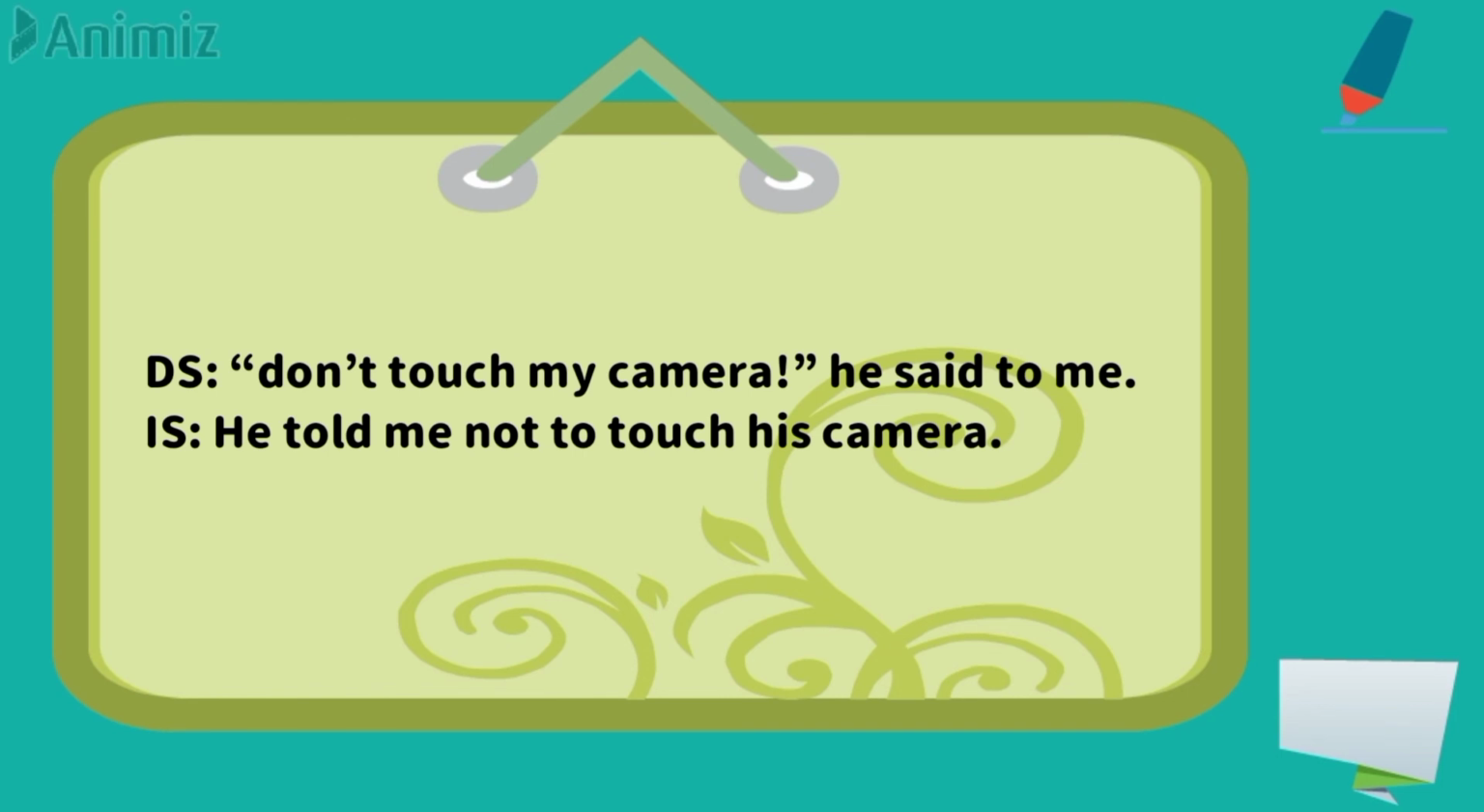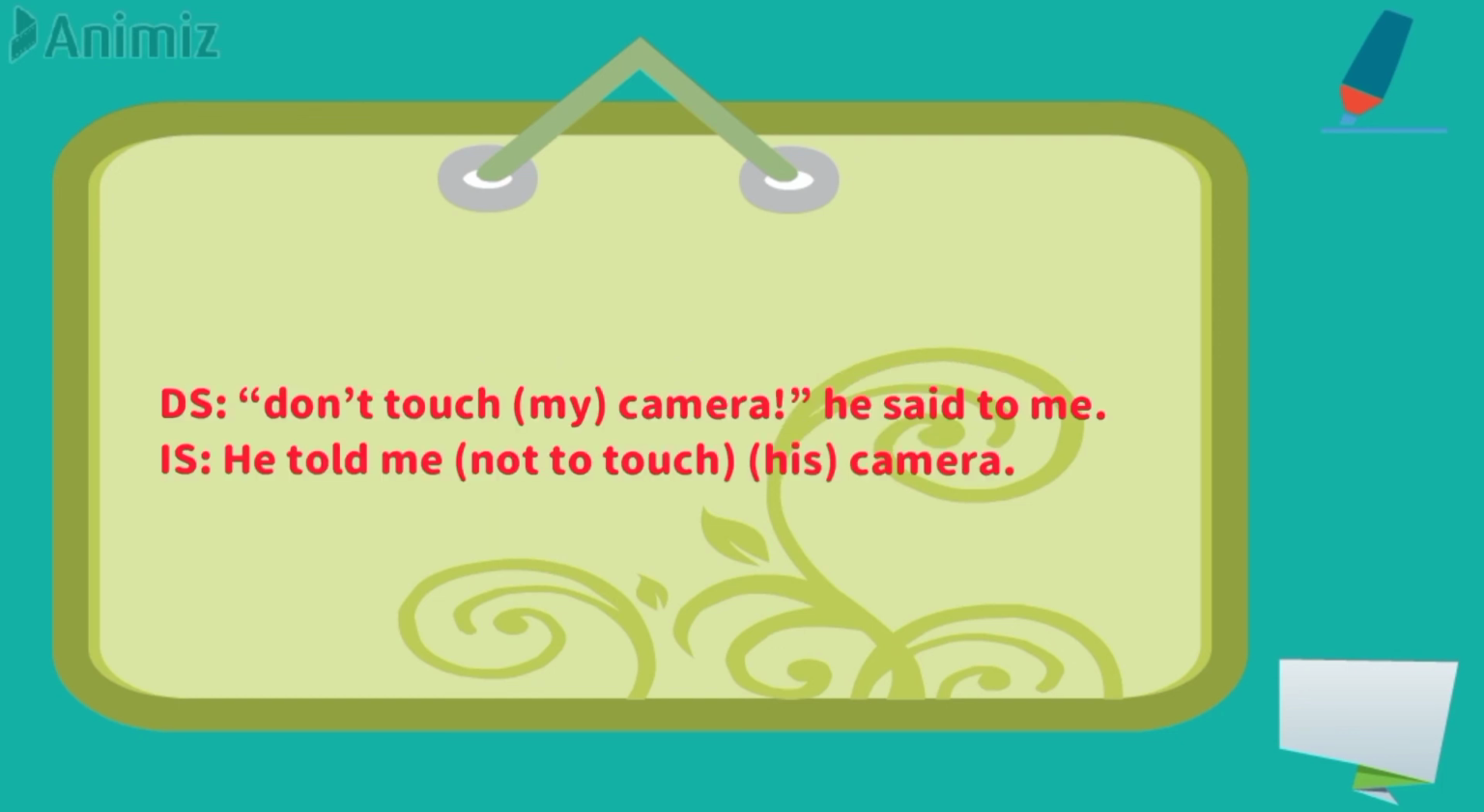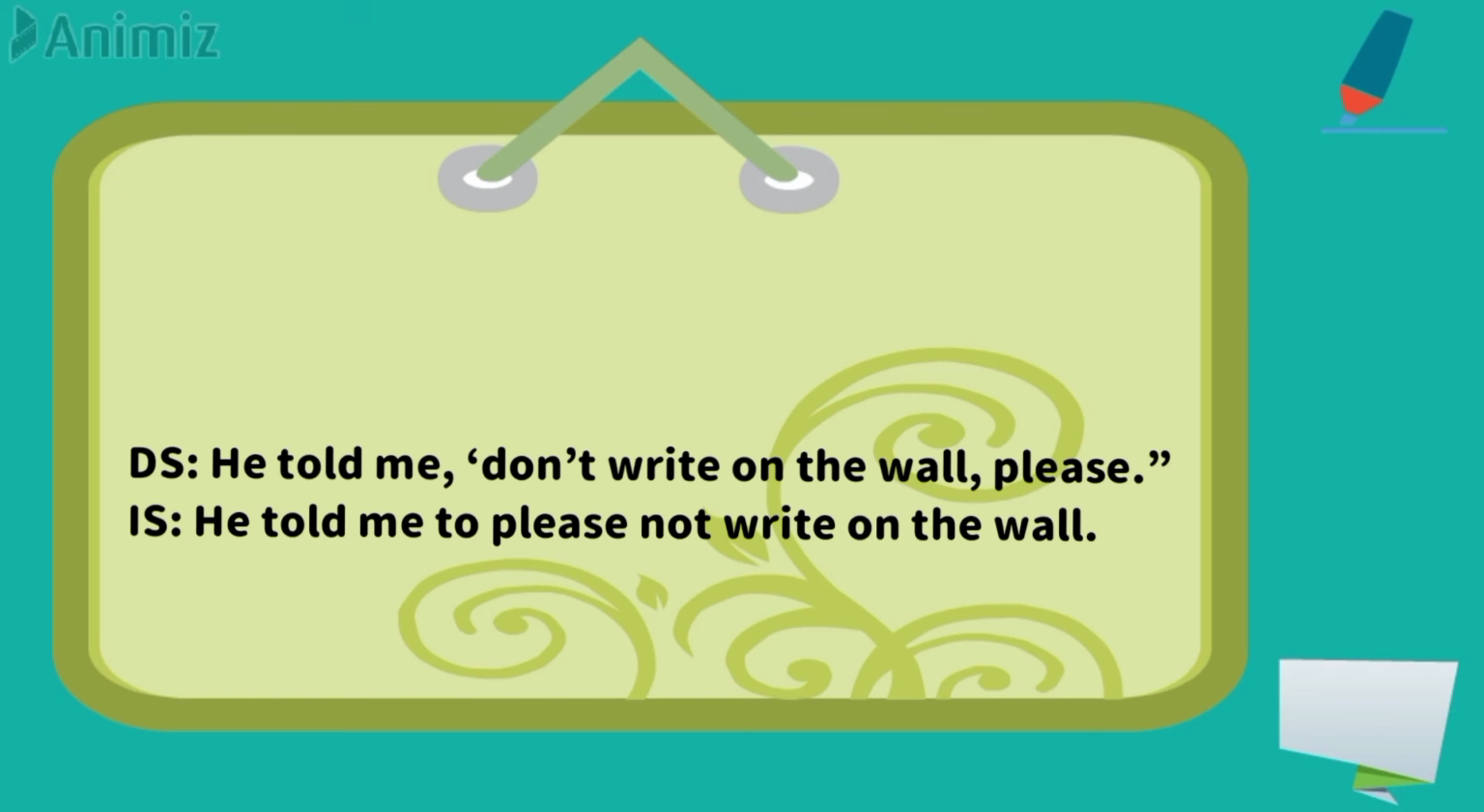And for prohibition, there is direct speech. "Don't touch my camera," he said to me. Indirect speech: He told me not to touch his camera. Use not and to infinitive. And the pronoun changes from my camera to his camera. And for request or command, direct speech, he told me, "Don't write on the wall, please." Indirect speech: He told me to please not write on the wall.